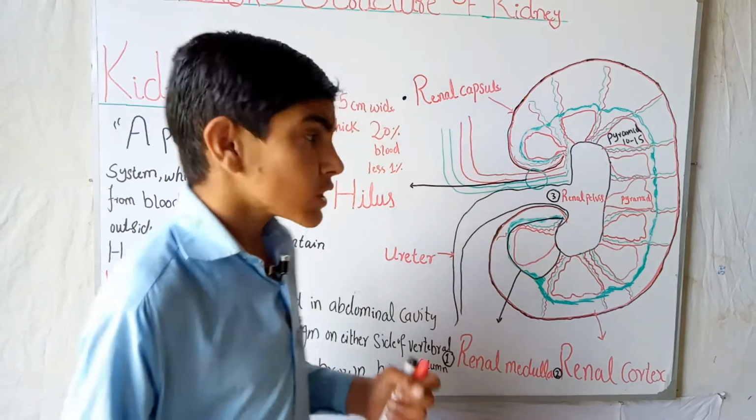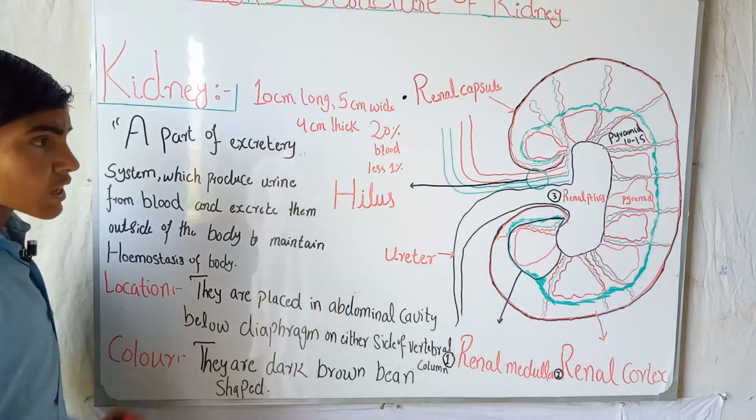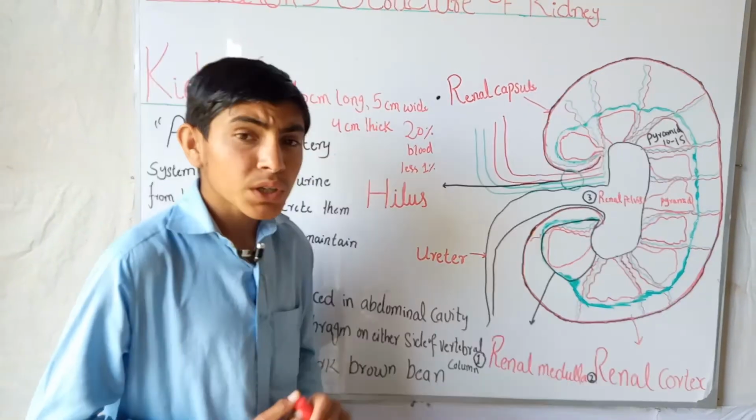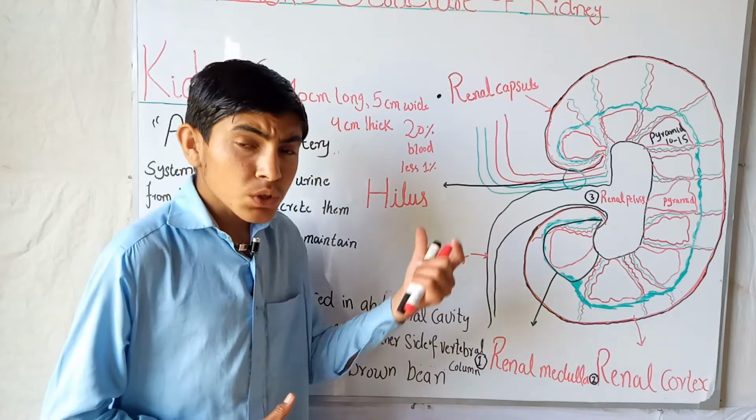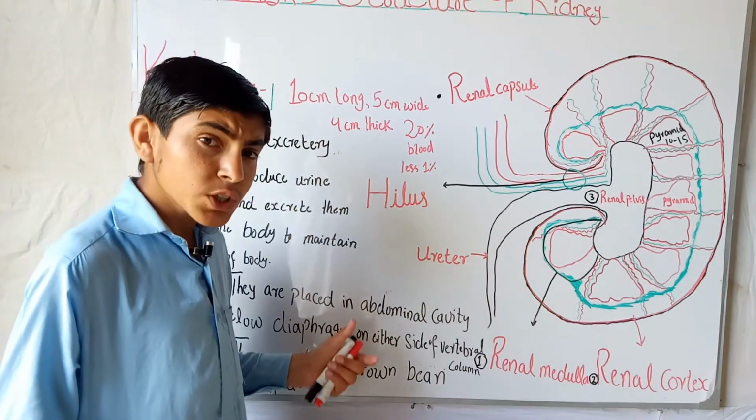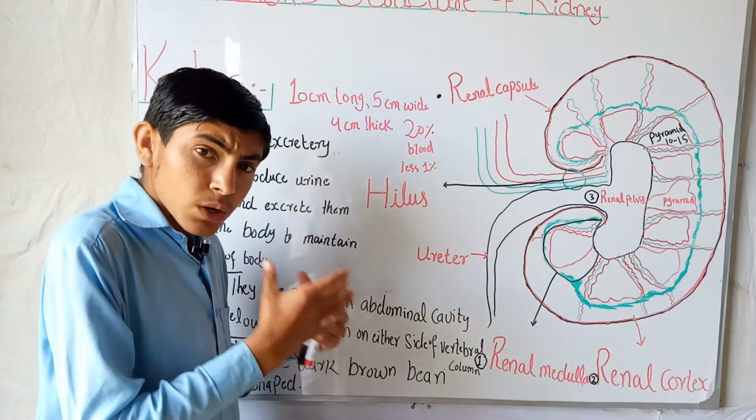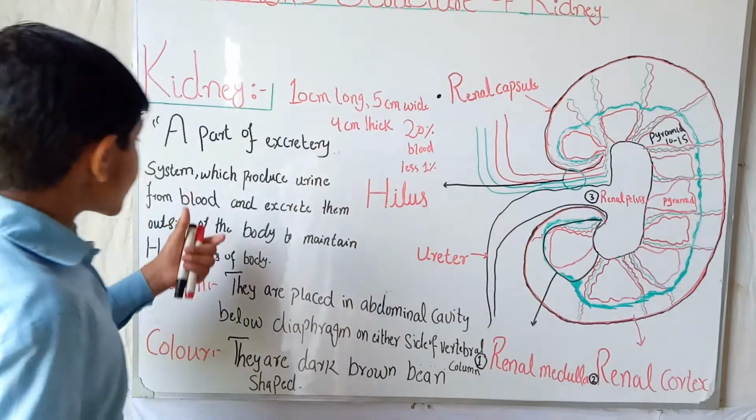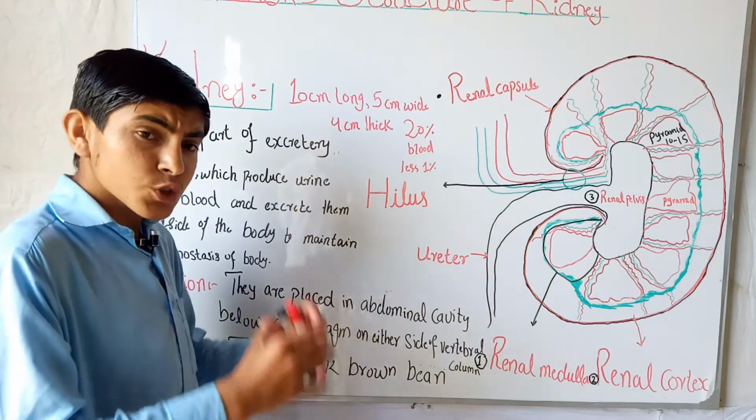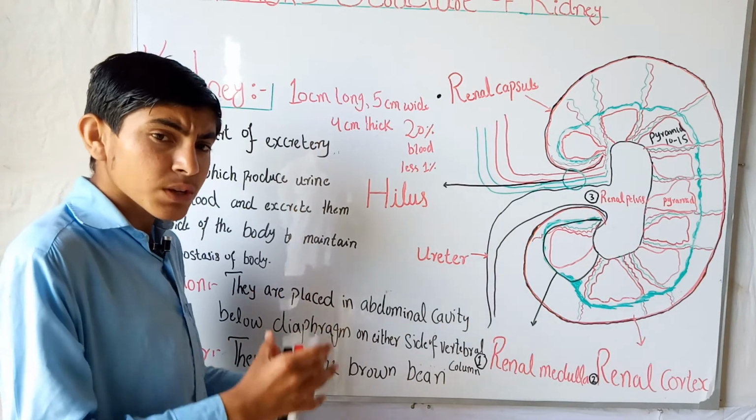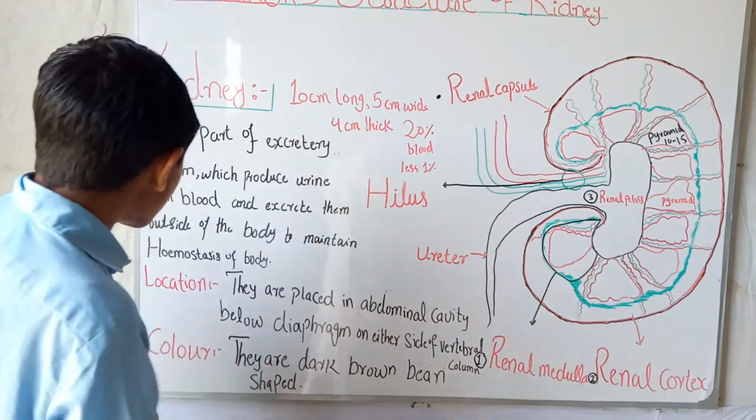In this way the kidney also works as a responder to homeostasis. When the amount of salt, water and nitrogenous bases increases in our body, the kidney works to excrete them out of the body to balance the amount of salts and water. So it is a part of the excretory system which collects nitrogen waste and other toxic substances from the blood and excretes them out of the body.